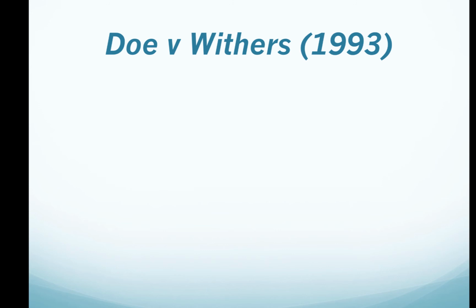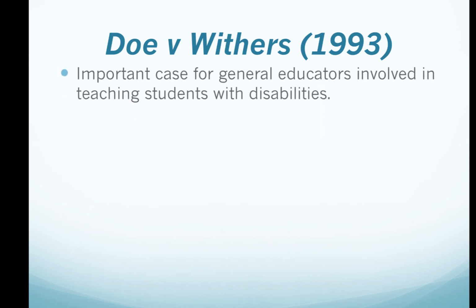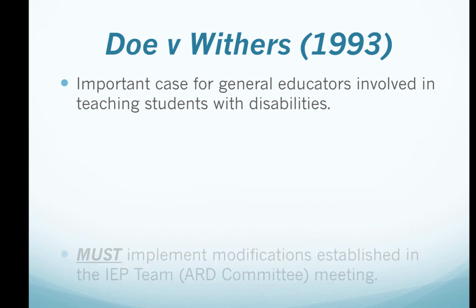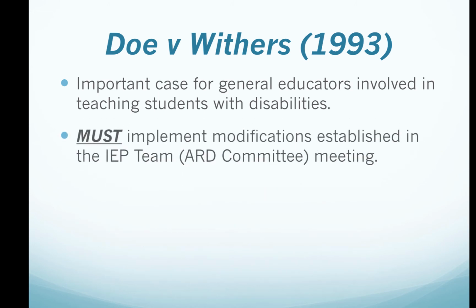Withers was held personally responsible for the failure of Doe, and he had to pay compensatory and other damages to the parents. He had to pay out of his pocket because he was actually found personally liable. So the takeaway from this is that if you are a teacher, follow either the IEP or the accommodation plan, whichever one it is. So there's the points that are really important.